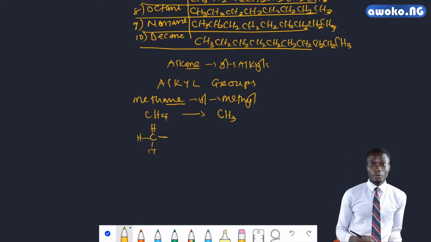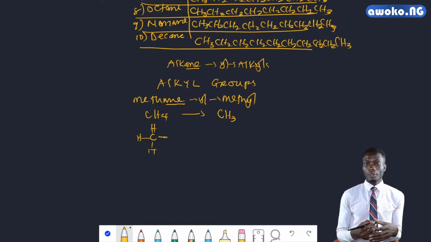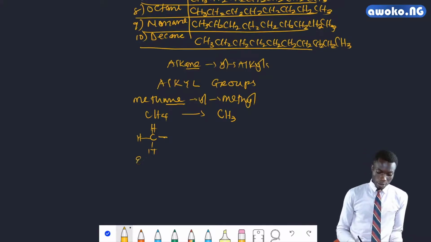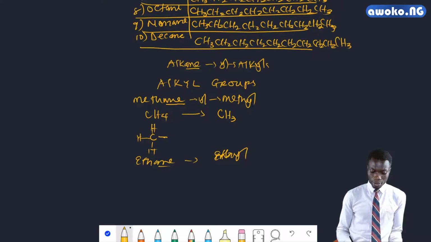So whenever we can form more alkyl groups, this is the first member of the alkyl series. So you have methyl. For example, we have ethane. If we have ethane, there's the possibility of having ethyl. So this is an ethyl. You remove ANE and you add YL. So the structure now becomes CH3, CH3. Instead of having CH3, CH3, what are we going to have here? Of course, it's CH3, CH2.